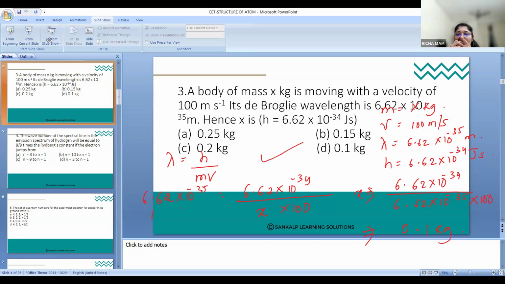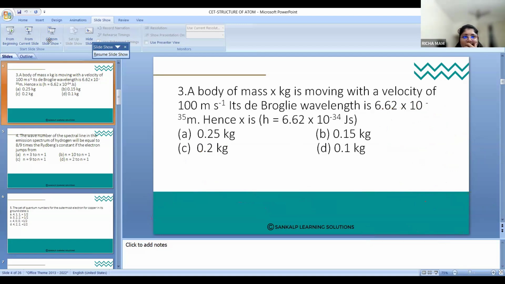Yes, Kavya has also answered D. So remember the de Broglie wavelength equation, lambda is equal to h by mv. Understood? Are these three questions clear? Okay, so this one is the easy question.